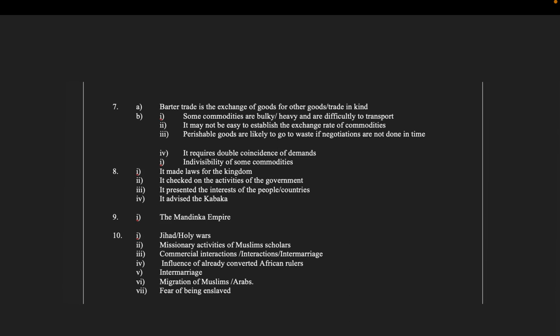Missionary activities of Muslim scholars. Commercial interactions, intermarriage. Influence of already converted African rulers. Intermarriage. Migration of Muslims, Arabs. Fear of being enslaved.